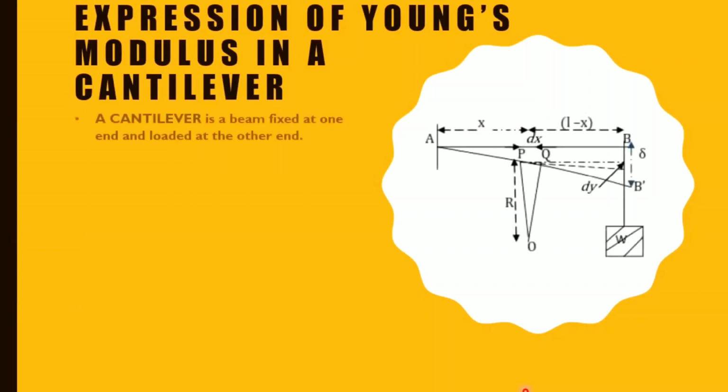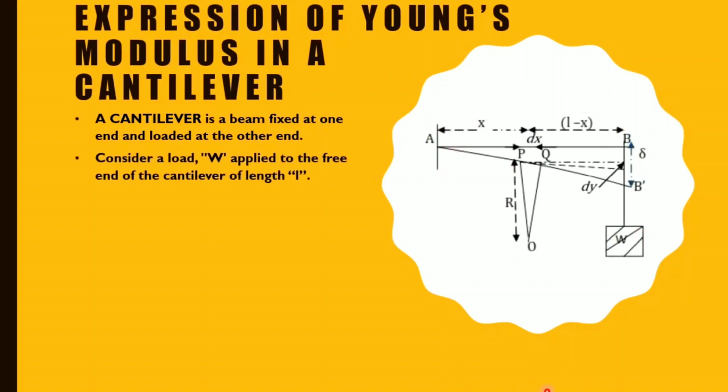First of all, we will know what a cantilever is. A cantilever is a beam fixed at one end and loaded at the other end. So it is a cantilever where one of the sides will be loaded with something, that means loaded with any load or any weight, and the other end will be free.